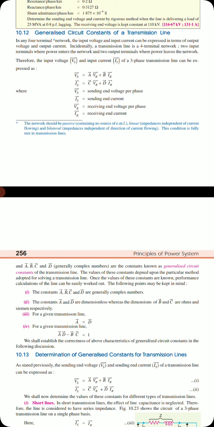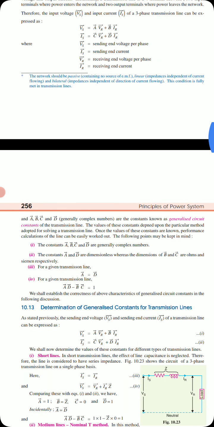Coming to Is, we have C VR plus D IR. VR is in volts, and we want current here, so V by impedance must be there, so it is admittance. C is admittance and D is a unitless constant. So these are commonly complex numbers. A and D are dimensionless, and B and C are in ohms and Siemens, that is impedance and admittance.